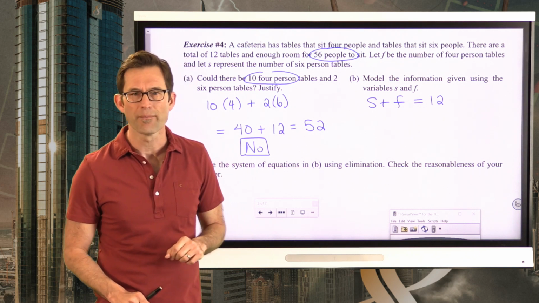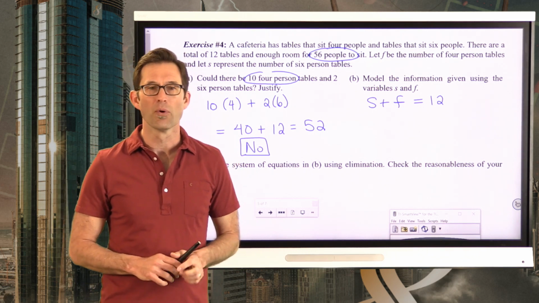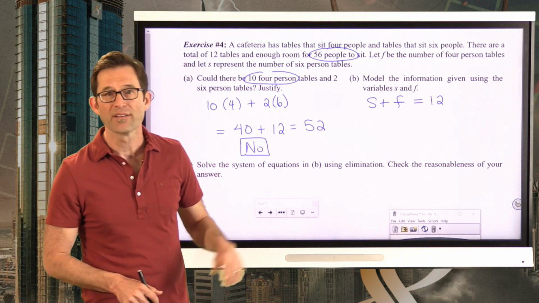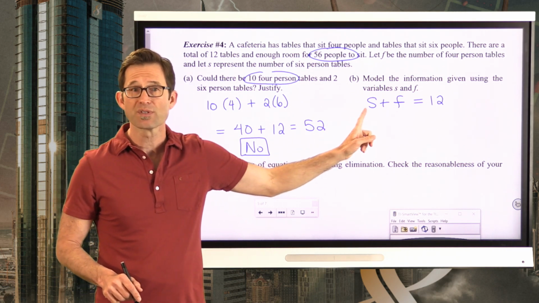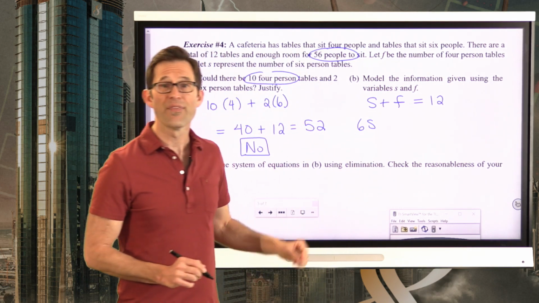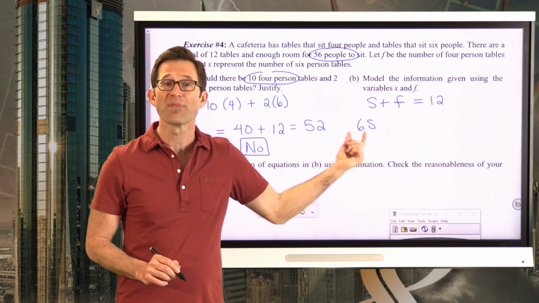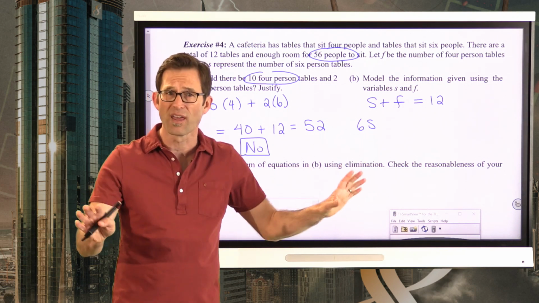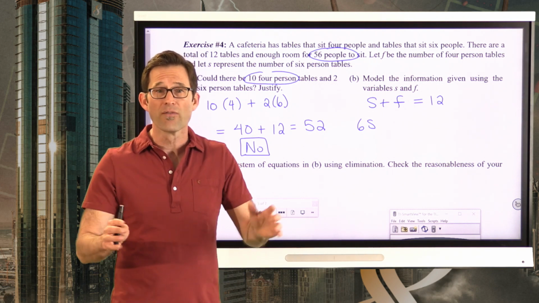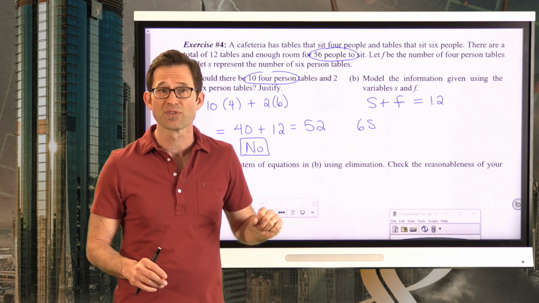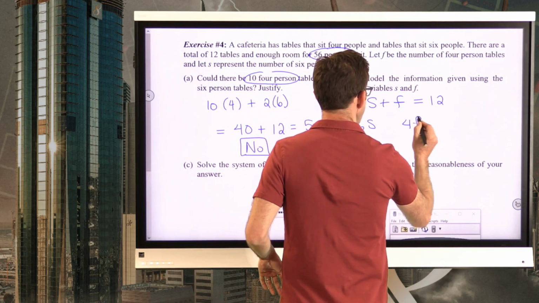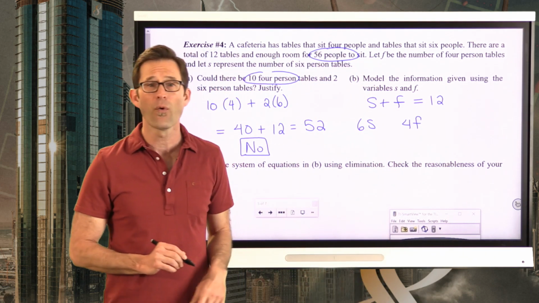Well, think about it this way. How could I calculate the number of people sitting at the 6-person tables? I'd take the number of 6-person tables I have and multiply by 6. That would tell me how many people are sitting at the 6-person tables, all of them together, not just at one of them. At one of them, there's 6 people, but at all of them, there's 6 times the number of 6-person tables. If I wanted to know the number of people that sat at the 4-person tables, I would do the same thing, but multiply by 4.